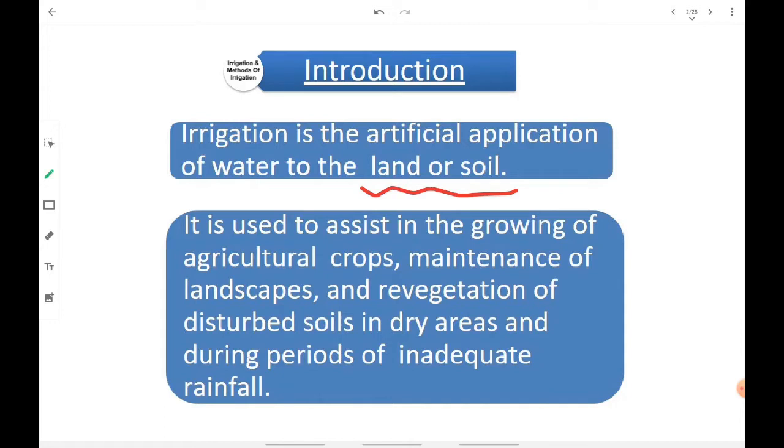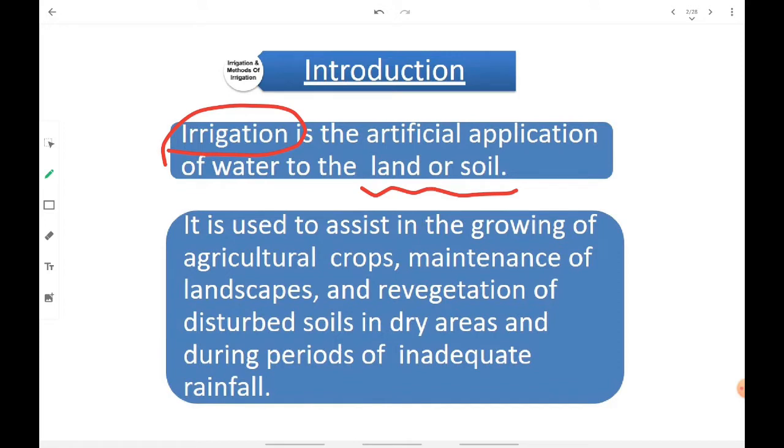We are making provision of irrigation over there in order to have the growth of crop or the growth of plant. The artificial application is called irrigation. The man-made application of water, the man-made provision of water for the growth of plants and crops, is called irrigation. This is the technical definition of irrigation. Simply, artificial application of water to the soil or land.